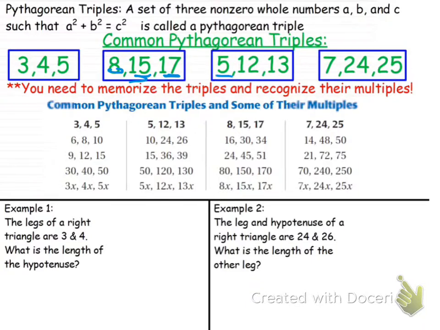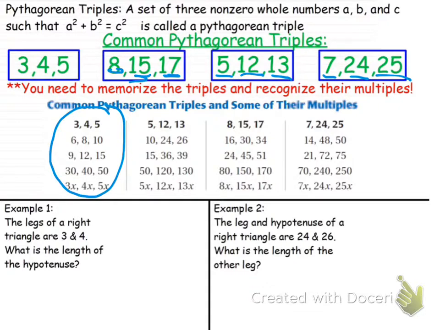If the legs are 5 and 12, I know that the hypotenuse is going to be 13. If I know the legs are 7 and 24, I know the hypotenuse is 25. And if you know these, it just saves you some time. And so what you'll see in these 4 columns is if you look at this 3, 4, 5 column, all of these other numbers are created from the 3, 4, 5.